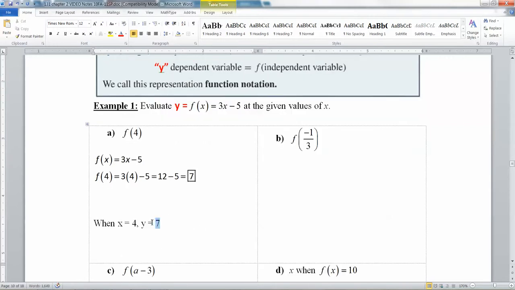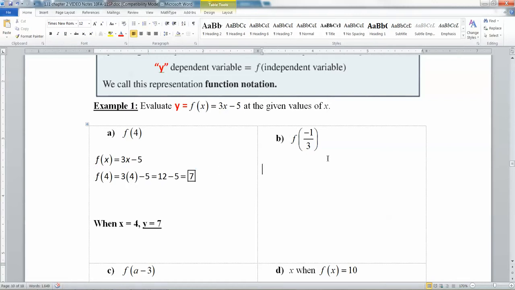And what I was looking for was the 7 part. That's just for your own notes. That's not really the answer to the question. The answer to the question is 7. f of 4 equals 7, period. But this is what's happening. When x is 4, y is 7.